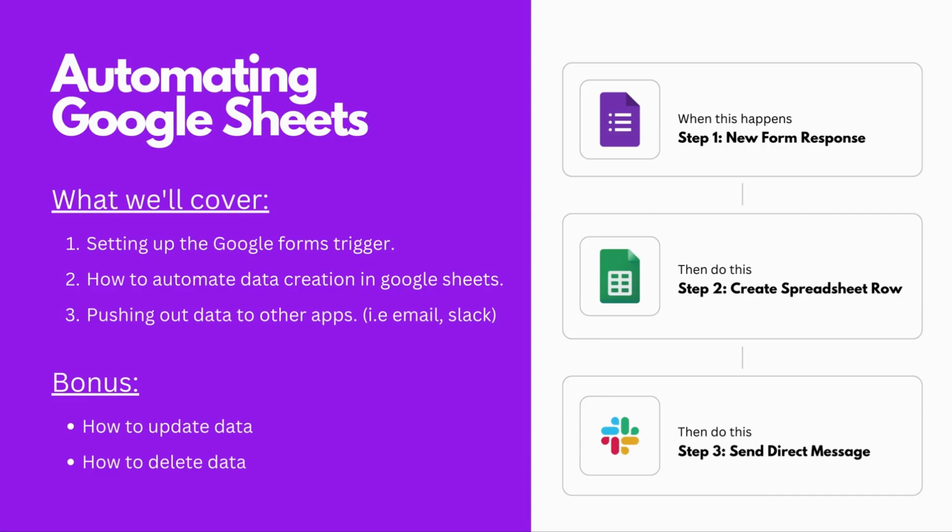on Zapier. We're going to show you how to automate the creation of rows on a Google spreadsheet, and specifically we'll start with setting up the trigger, which is on Google Forms, a submission of a form, and then we'll show you how to actually set up the action of creating the row in Google Sheets, and then we're going to set up another action to push that data out to other sources.